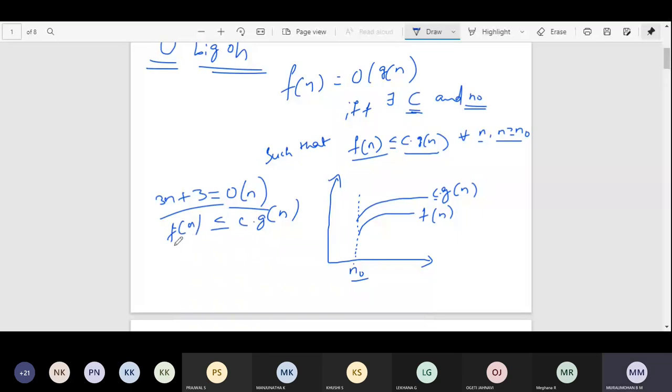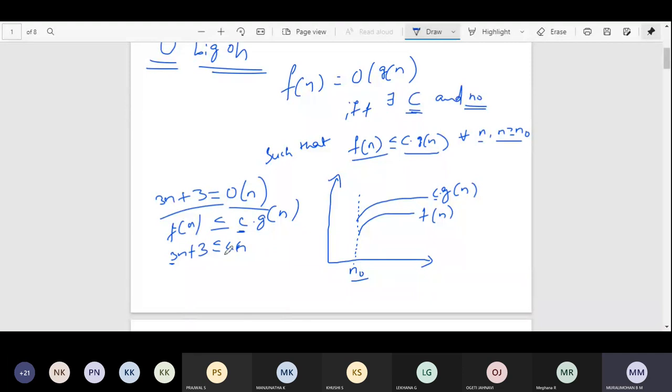How to prove it? 3n plus 3 is there, so it should be less than or equal to c into g of n. Here the constant we have is 3. Always we take the constant c as a small value. So can we take this as 4, so 4n, such that 3n plus 3 is less than or equal to 4n?